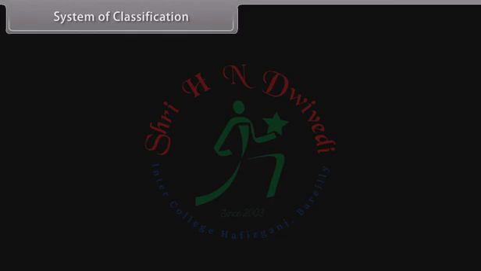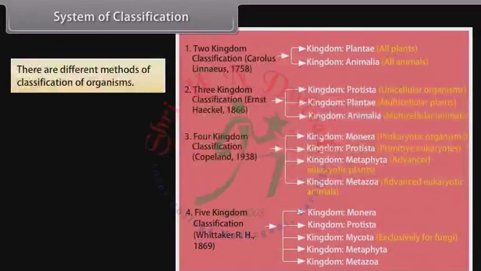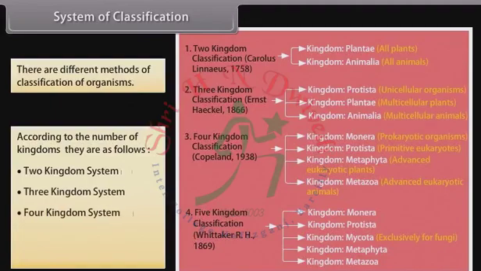System of classification. There are different methods of classification of organisms. According to the number of kingdoms, they are as follows: two-kingdom system, three-kingdom system, four-kingdom system, five-kingdom system, six-kingdom system.